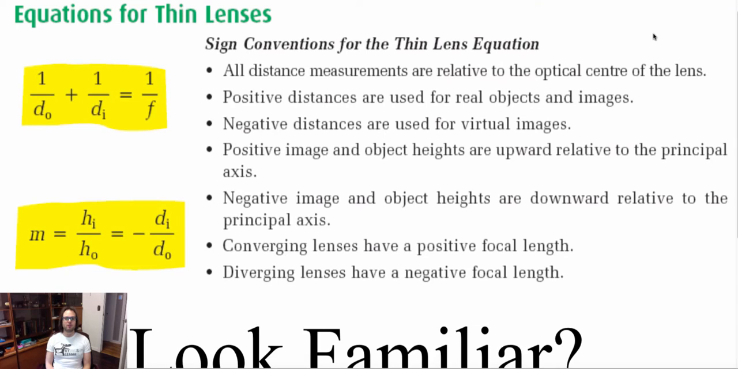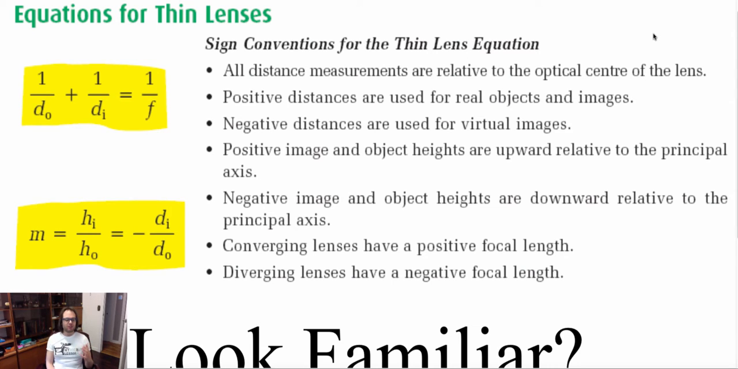Our last step here is looking at the equations for lenses. Now this is very similar to what we did for mirrors. Basically, our distances are all measured from the center of our lens. Positive distances are always going to be real, where negative distances will be the virtual.